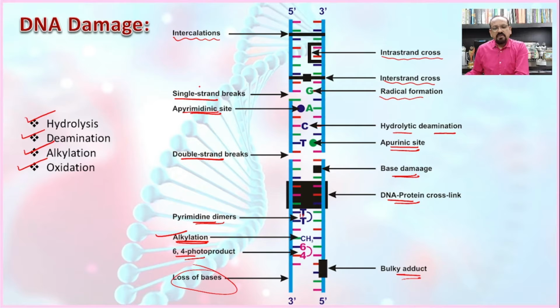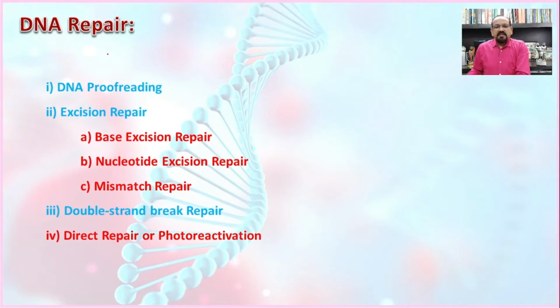But after the DNA damage, every organism tries to restore it so that there will not be a mutation, or it may not lead to a mutation. How that damage is restored, we will see in this lecture, that is DNA repair. This DNA repair is classified into different types.